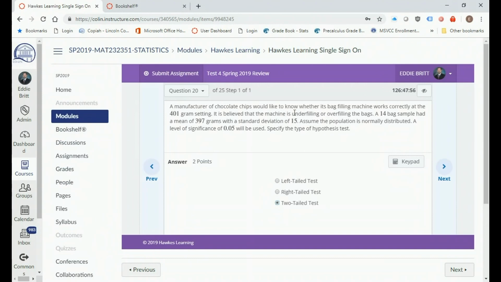I know that the machine can't do both of those at the same time. I would rather overfill my bag of chips, or chocolate chips. Ooh, yeah, especially chocolate chips. Anyway, it's two-tailed.